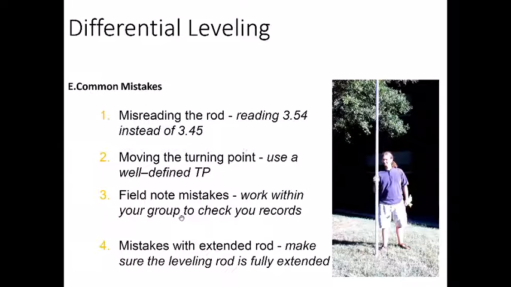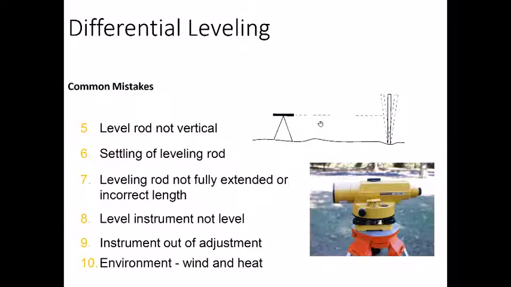And then we have mistakes with the extended rod. Make sure that the leveling rod is fully extended so that the person reading the leveling staff does not commit any mistake. And then we have some other ones that we have discussed as well: level rod not vertical. If the person holding the leveling staff does not hold it vertically, if it sways forward or backwards, that means the reading that the person at the telescope will read will be more than the actual reading. So the reading is minimum when the staff is truly vertical.